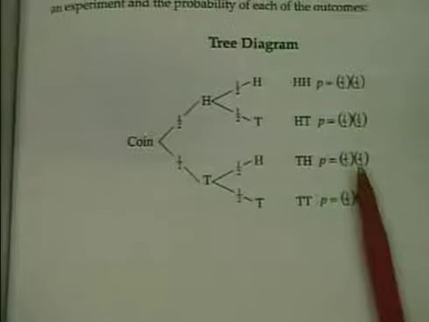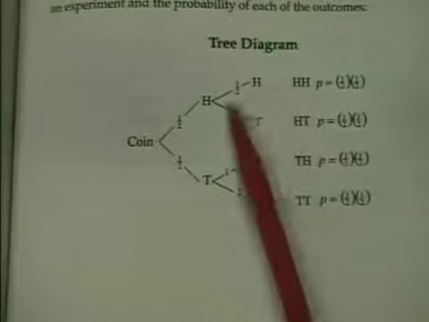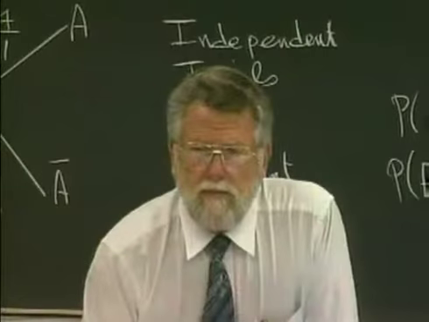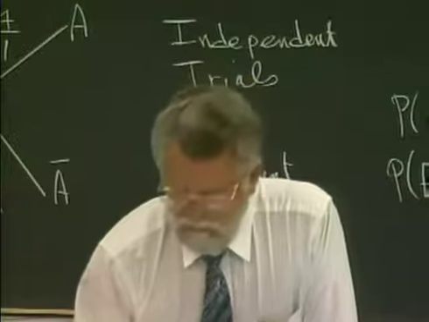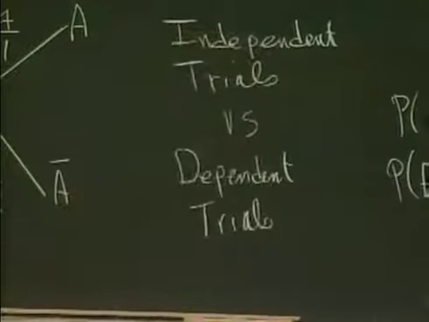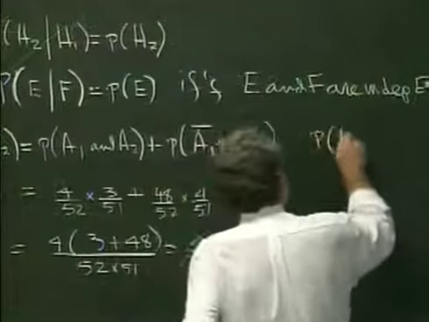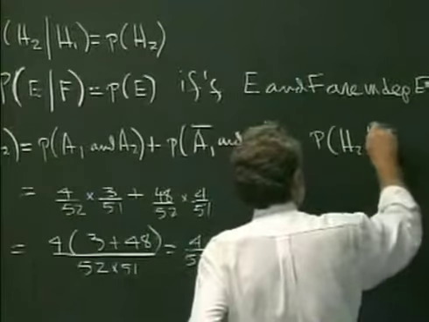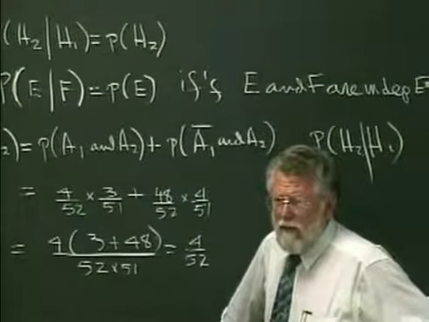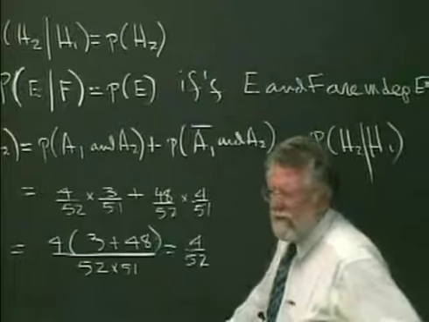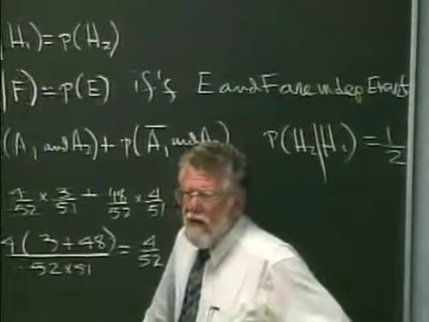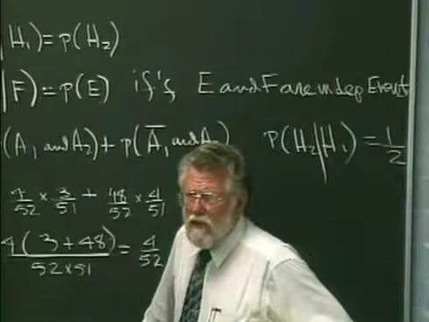What is the probability of heads on the second toss given heads on the first toss? Back over here. Probability of heads second toss given heads first toss. These are coins. Do they have memory? This is just 1/2. The probability of heads on the second toss is still 1/2, no matter what happened in the first toss.